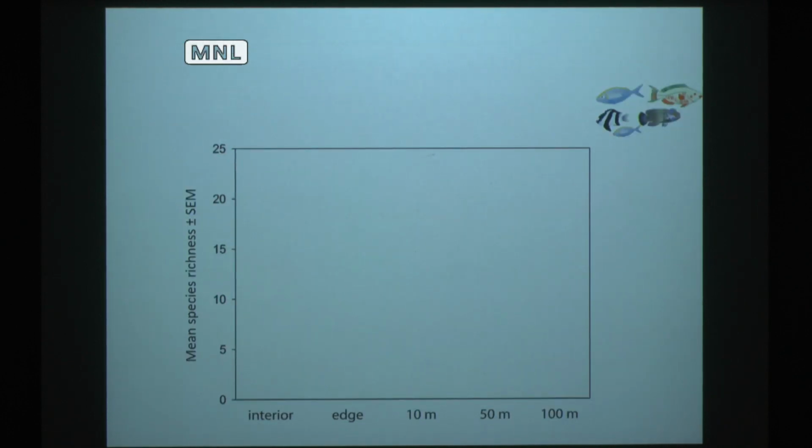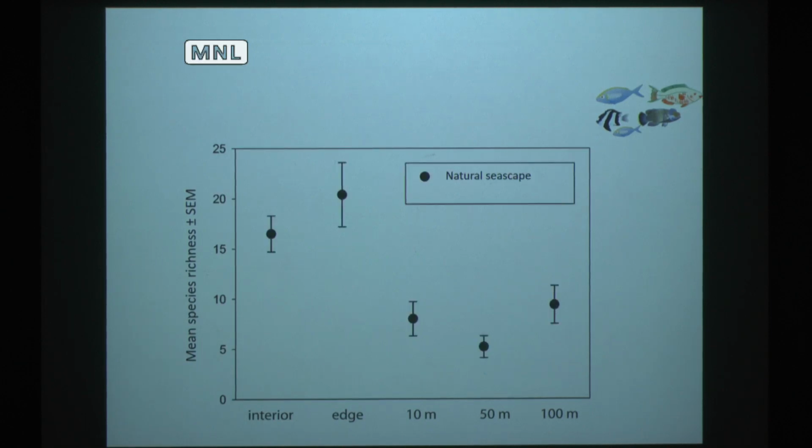So we just looked at fish density, and I wanted to know how many different species were there. So here on the y-axis, we have species richness, and on the x, we have the different distances. So let's start, just like we did before, first with the natural seascape.